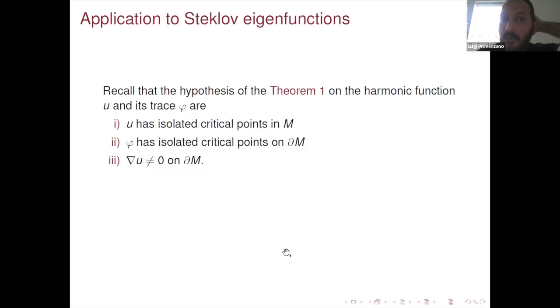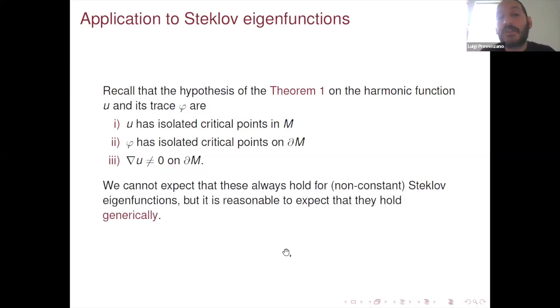Okay, now what we want to do is to apply this basic theorem to Steklov eigenfunctions. So I recall again the hypotheses of the theorem on the harmonic function U and on its trace phi. These hypotheses are that U must have isolated critical points in M, that phi has isolated critical points on the boundary, and that the gradient of U does not vanish on the boundary. Of course, we cannot expect that this always holds for a non-constant Steklov eigenfunction, because we can have many examples where these are not true.